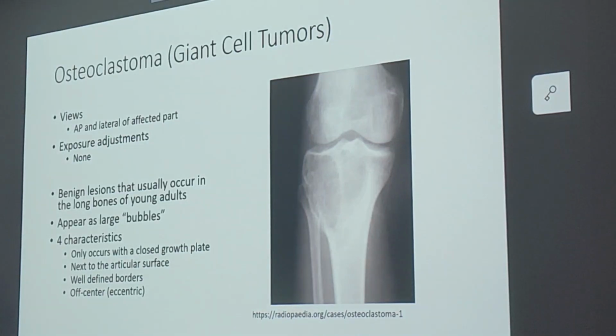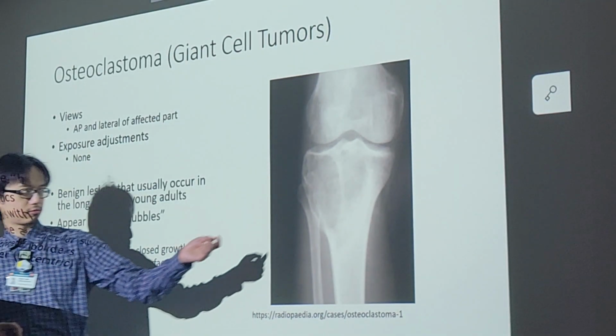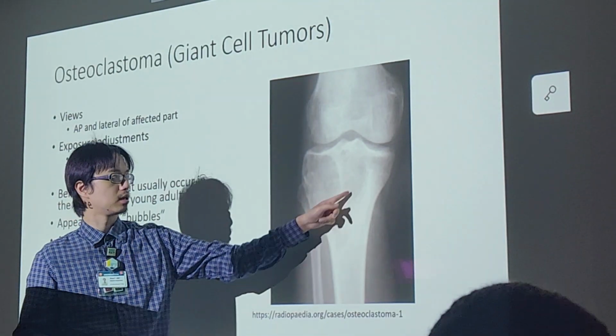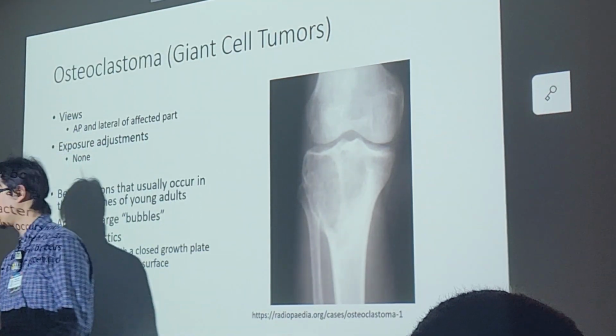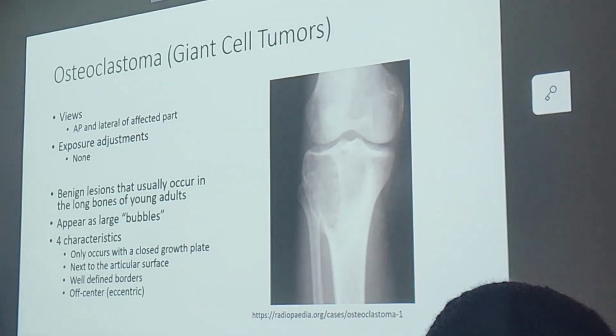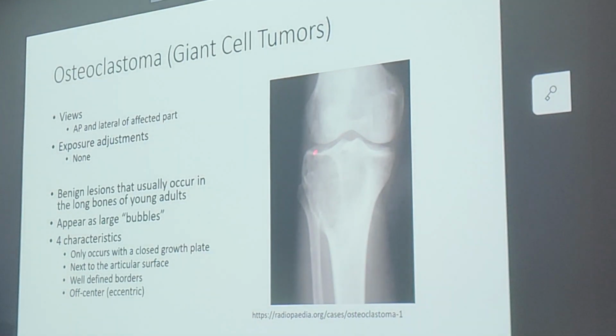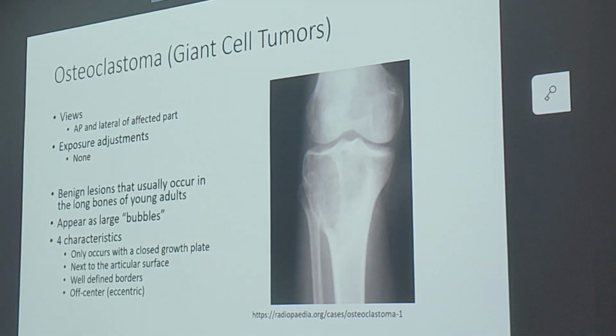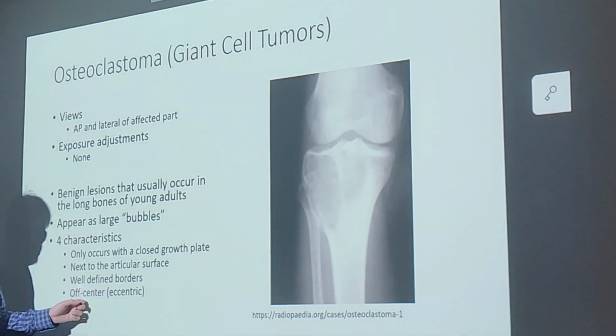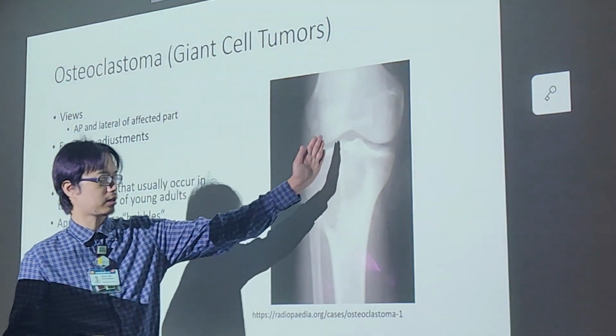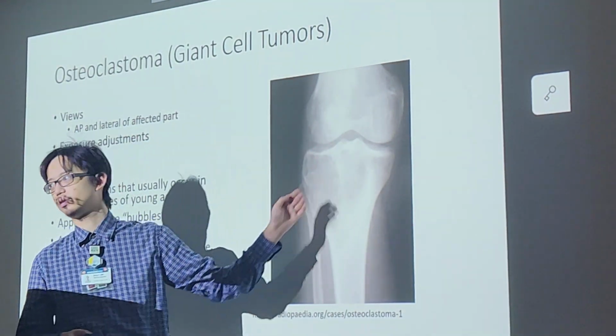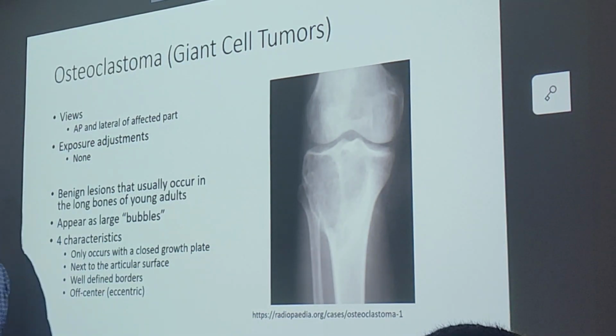But the idea is that they also look like bubbles, just like your bone cysts. However, they only occur next to a joint space, right? So they only appear next to an articular surface. And only when the growth plate, the epiphyseal plate, has closed. And also, these are off-center. They're not going to be centered on the bone. They're going to be off to the side, or to the front or back, or something like that.